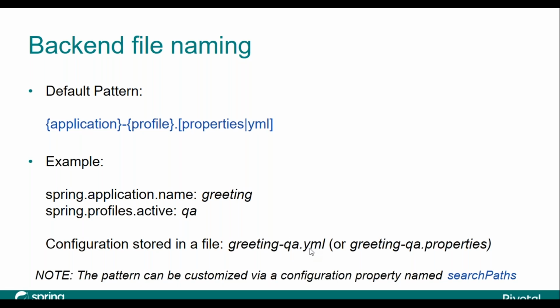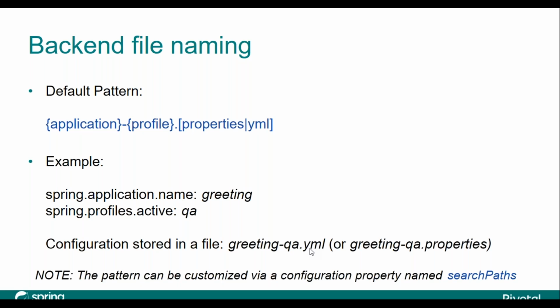You can either store it in a YAML file, or you can store it as a greeting-qa.properties file. A small note for you: the pattern can be customized via a configuration property called search-paths.